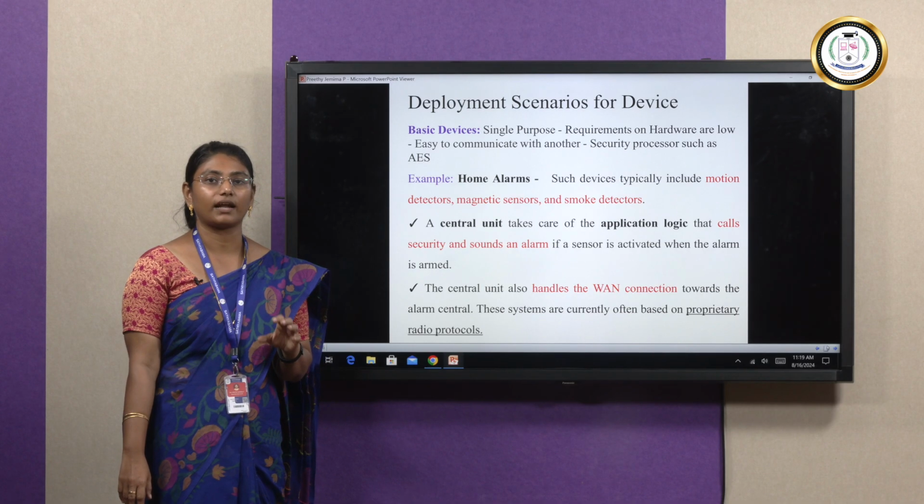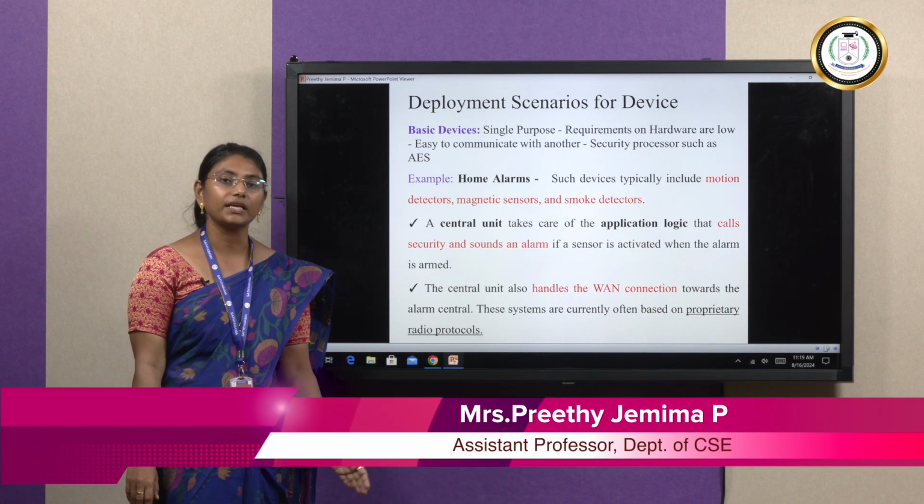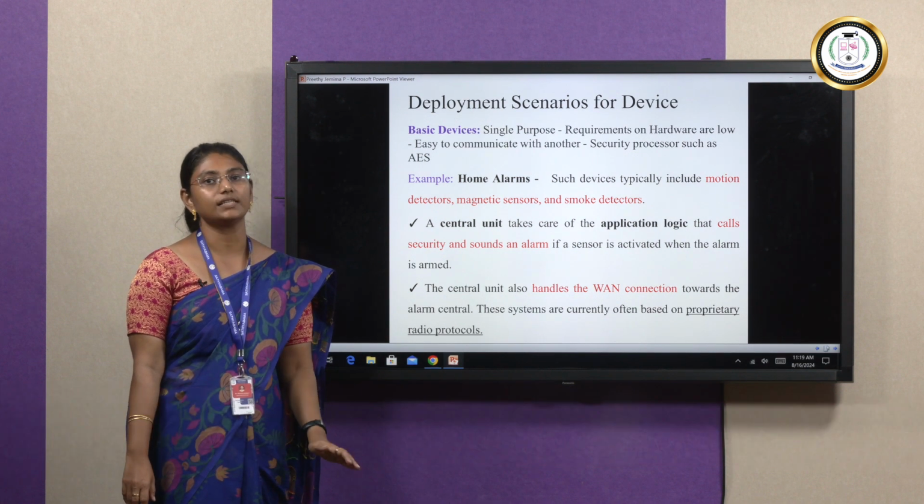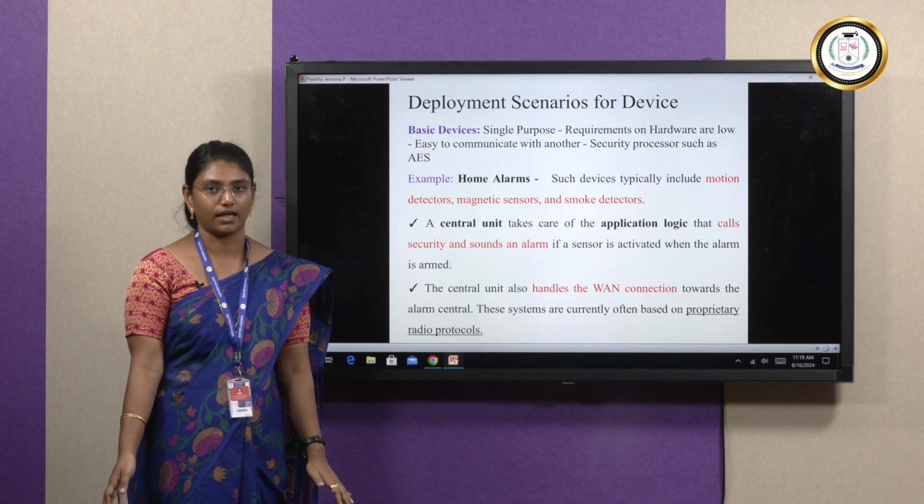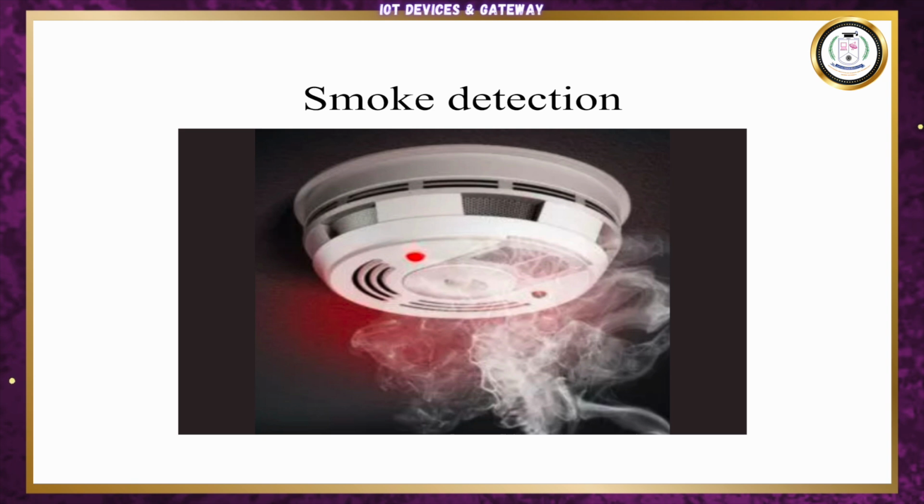First we should run behind the central unit. The central unit gives the control to the application logic. The application logic in return calls the security and starts the alarm. So see here, the central unit handles the WAN connection. It is based on proprietary radio protocols. So this is a smoke detector. Here you see a plastic material which has n number of ventilators in it.